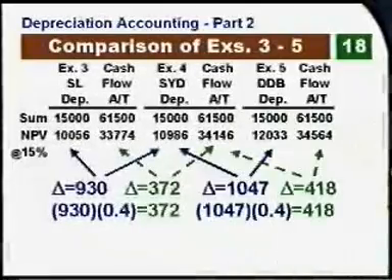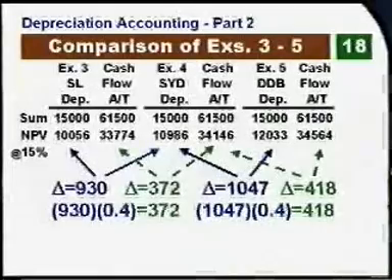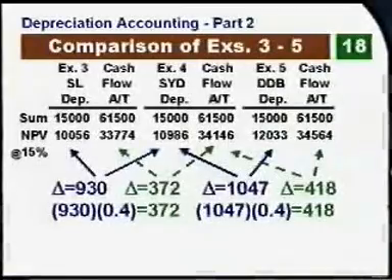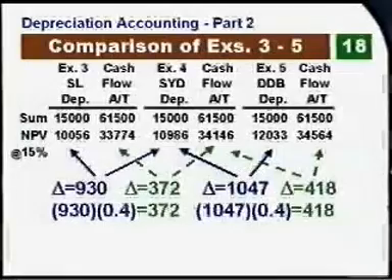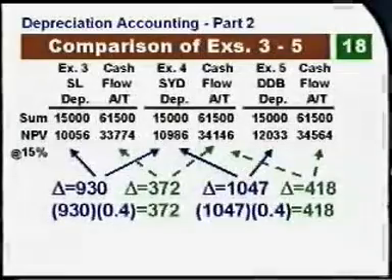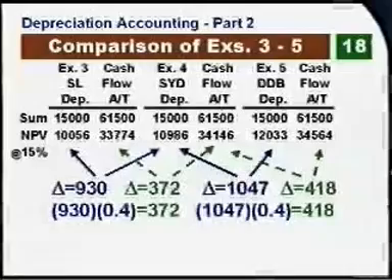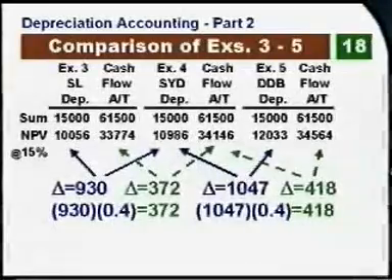When we extend that comparison to example 5, we find a similar result. Here we're showing a comparison between examples 4 and 5. The difference in net present value of depreciation amounts is $1,047. The difference in net present value of cash flow after tax amounts is $418. And again, we can reconcile the 418 by the 1,047 multiplied by the marginal tax rate.